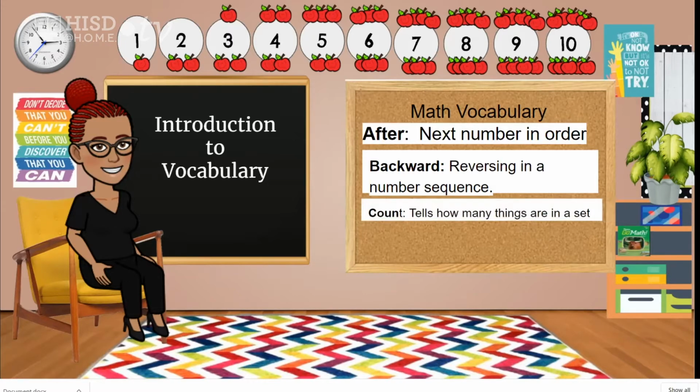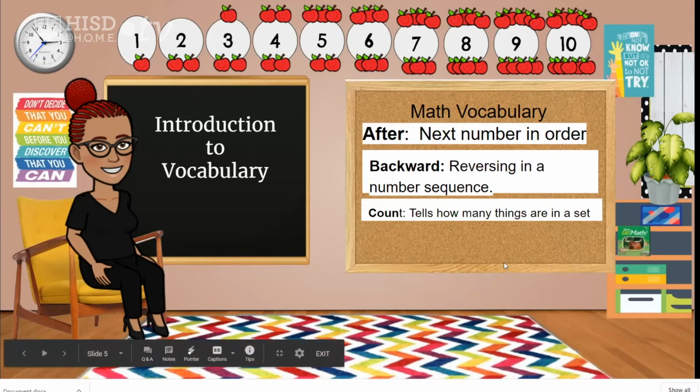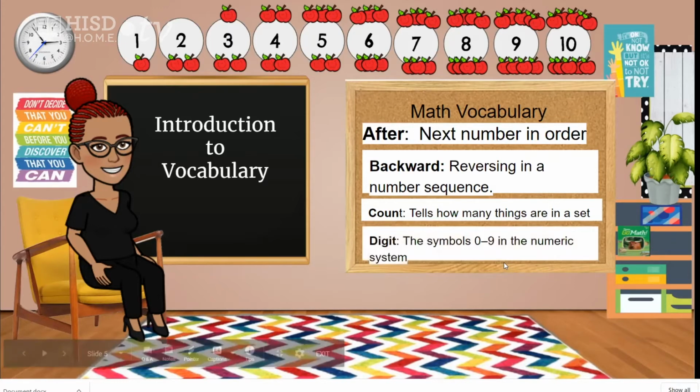The next vocabulary word is count. To count means to tell me how many things are in a set. When I look at the number 3 at the top of this classroom, I see there are 3 apples. 1, 2, 3. When you count, you tell how many things are in a set. And the last word is digit. A digit is a symbol from 0 to 9 in the numeric system. It is another word for number. A number is a digit.